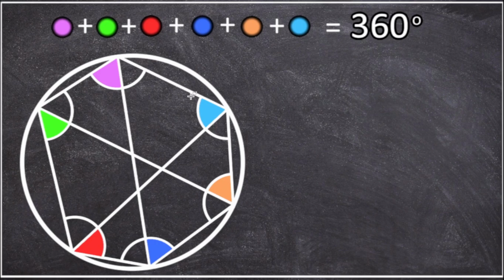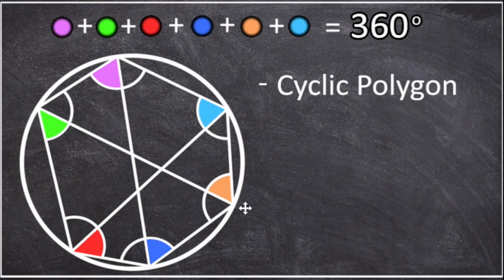We'll begin by examining the shape. Clearly, this is a cyclic polygon because each vertex sits on the edge of the circle. Next, you should be able to see that it is a six-sided polygon, 1, 2, 3, 4, 5, 6. On top of that, it's an irregular polygon. As you can clearly see, the sides are not of the same length.